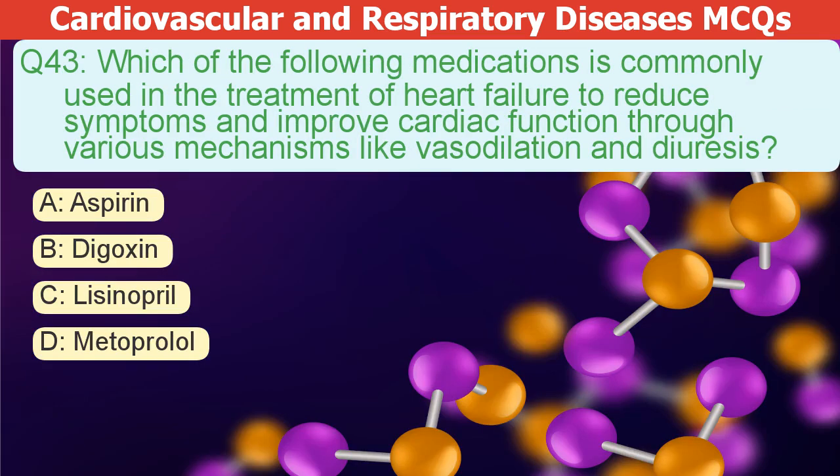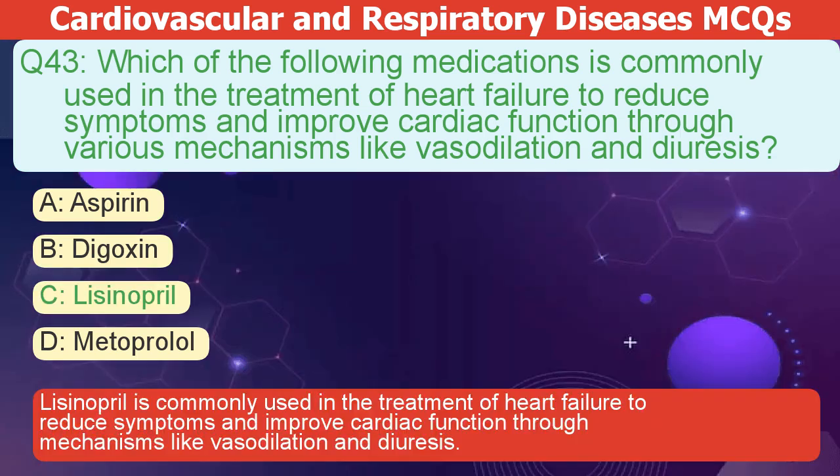Which of the following medications is commonly used to treat heart failure, reducing symptoms and improving heart function? A. Aspirin. B. Digoxin. C. Lisinopril. D. Metoprolol. The correct answer is C. Lisinopril is commonly used in the treatment of heart failure to reduce symptoms and improve cardiac function through mechanisms like vasodilation and diuresis.